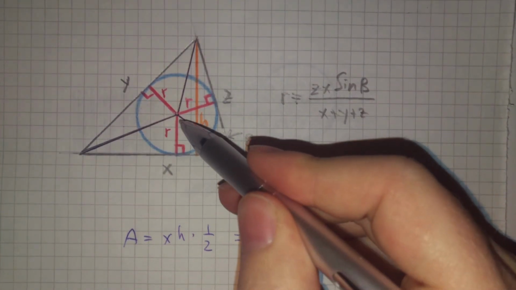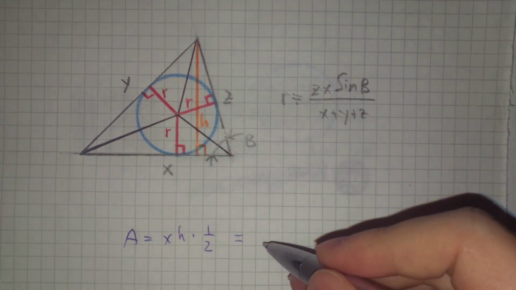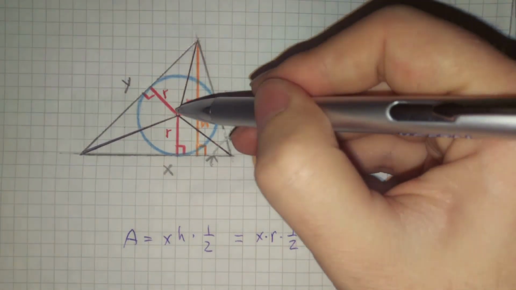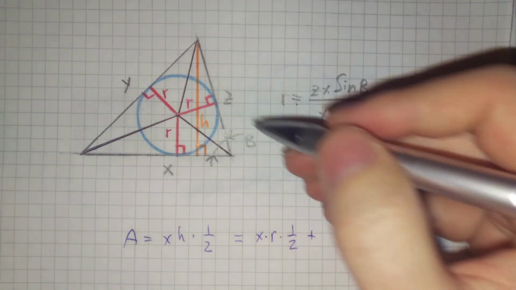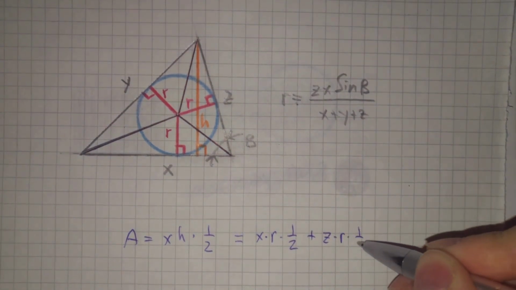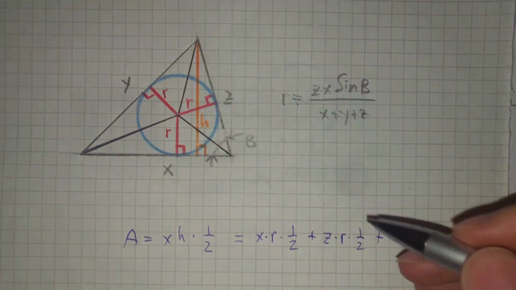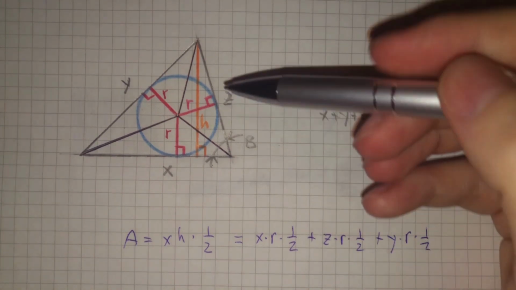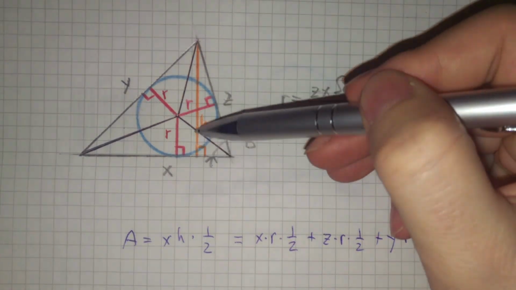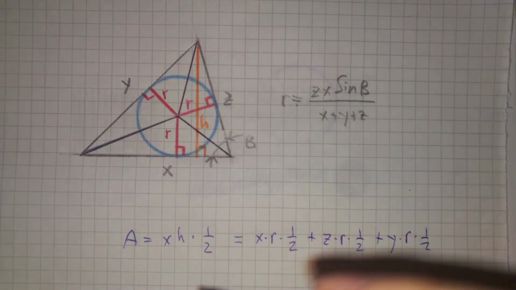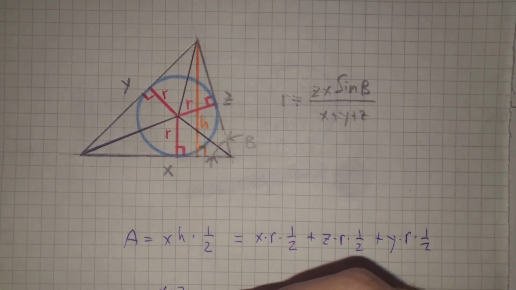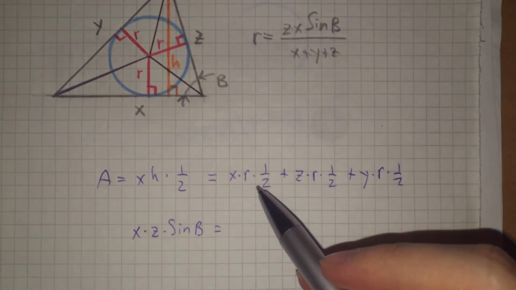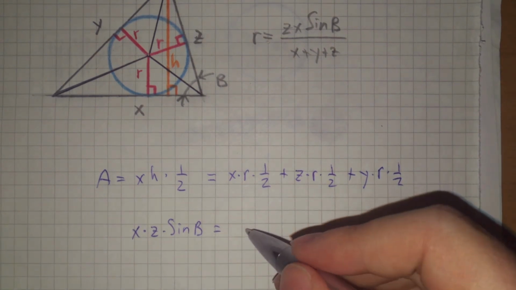So the area of this little triangle is going to be x times r times 1 over 2, plus we are going to add this area now, which is z times r times 1 over 2, plus the area of this one, which is y times r times 1 over 2. Now we know that this height here, h, is equal to z times sine of b. So x times z times sine of b is equal to, we can factor out r over 2.